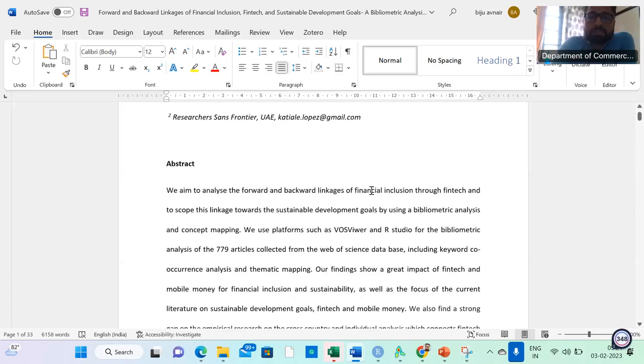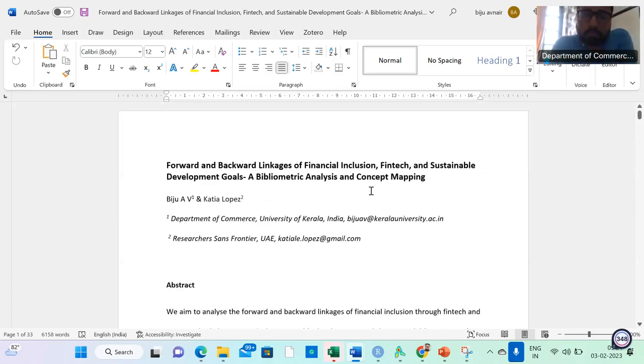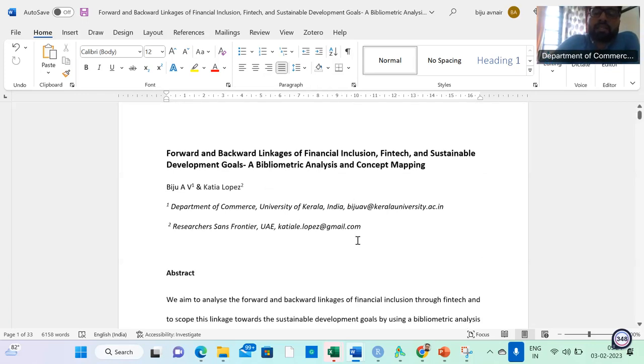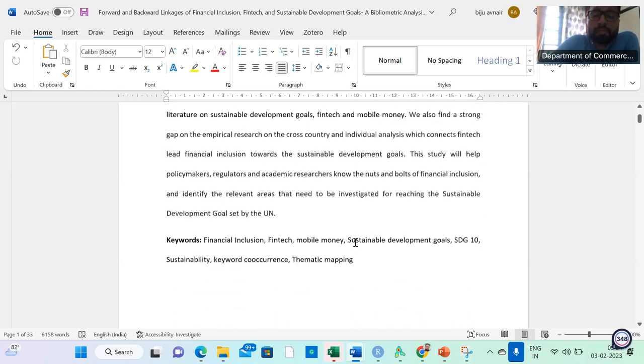I would suggest that a theme has to be evolved while performing bibliometric analysis. Here we use the theme that is linkages of financial inclusion, fintech, and sustainable development goals. That's the theme. Whether financial inclusion and fintech are positively or negatively correlated with the sustainable development goals, or whether financial inclusion and fintech have a connection with the sustainable development goals, right?